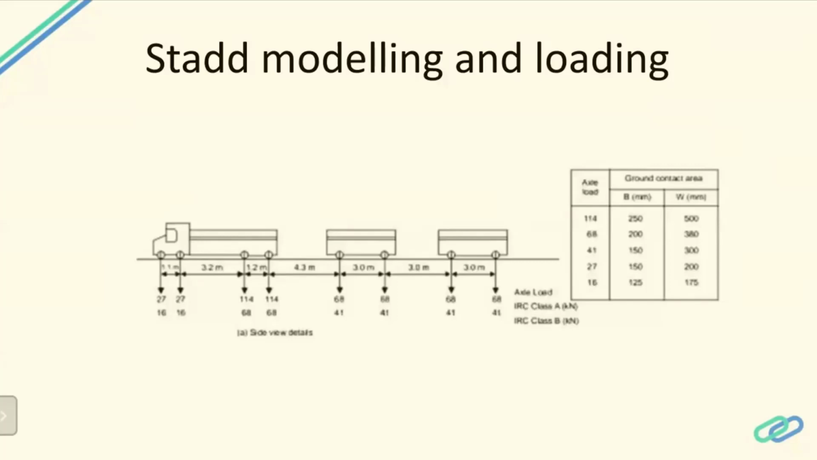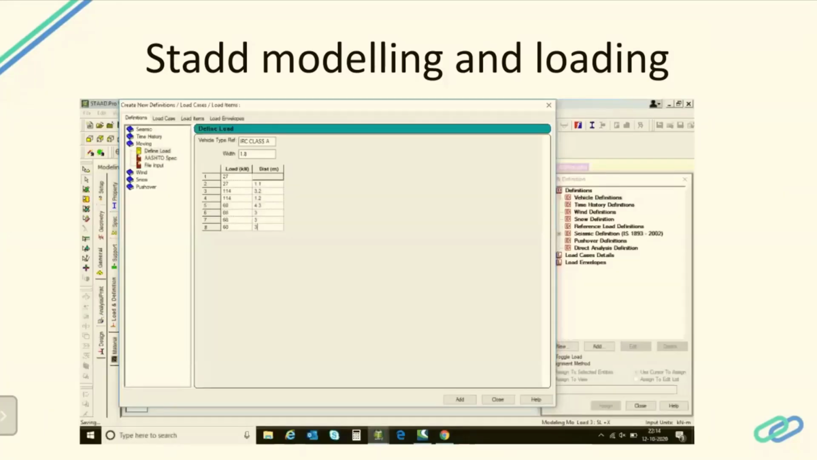Now we will see how this load can be applied in our STAAD model. What you are seeing is the image of a STAAD.Pro model. Whenever you need to give a vehicular definition, on the right side you can see the definitions. We have a lot of definitions in STAAD.Pro: vehicle definition, time history definition, wind definition, snow definition, seismic definition. For this case, we have to click vehicle definition. Once you click the vehicle definition, a small window will pop out, the window you are seeing in the image. In that, it will have an option called create new definition.